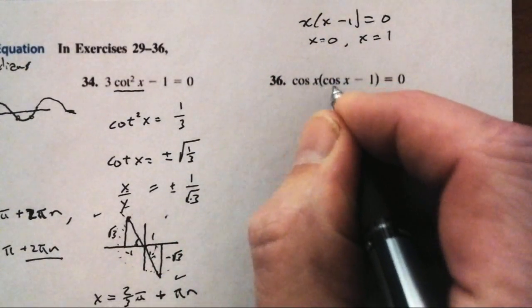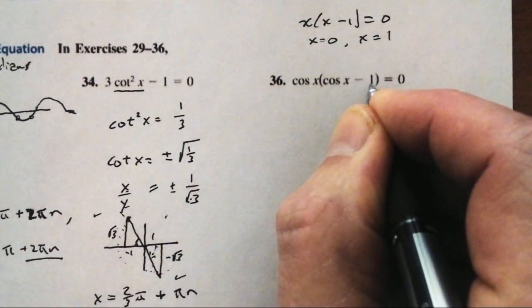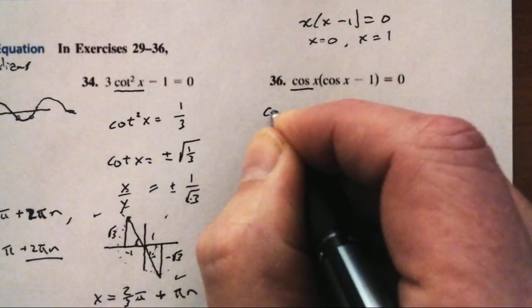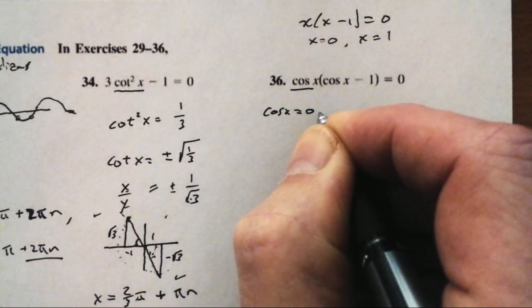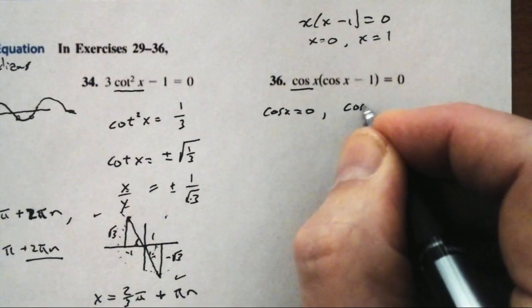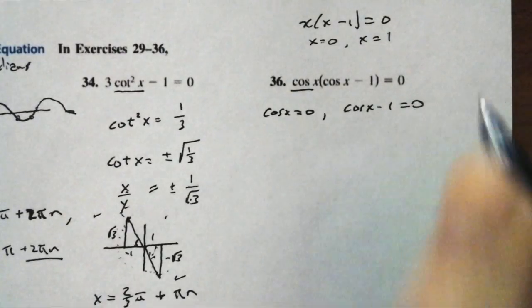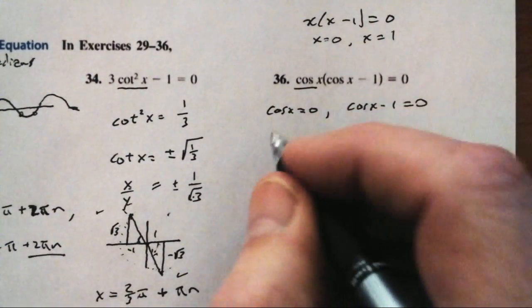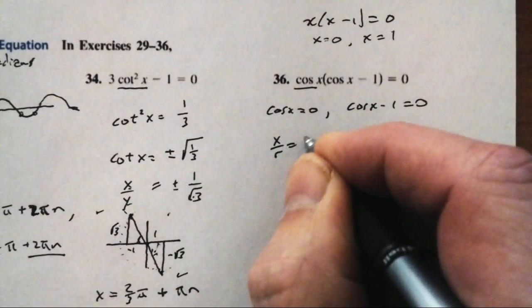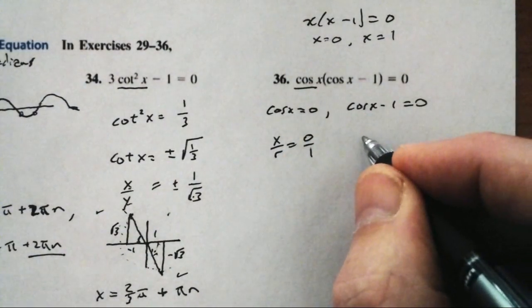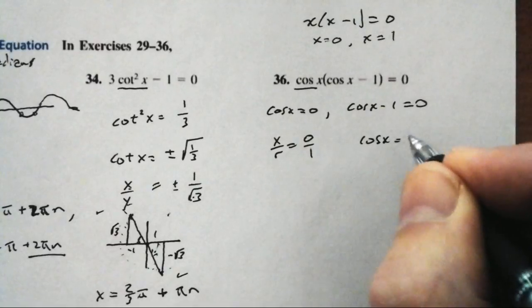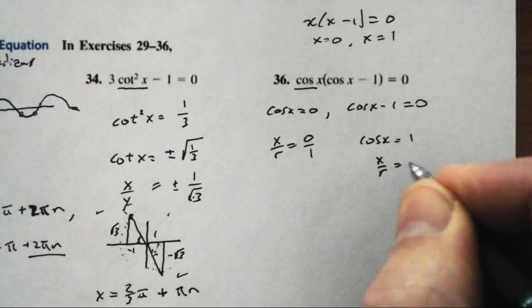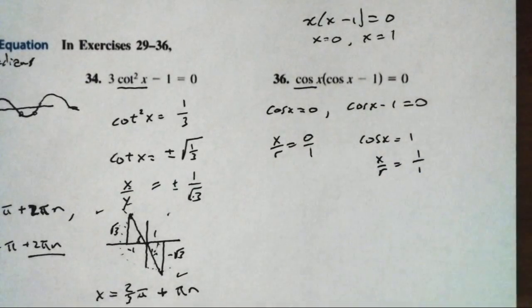So cosine of x times quantity cosine of x minus 1 is 0 when this is 0, or when cosine of x minus 1 is 0. I like it in factored. That was actually a gift. So cosine is 0 when x on r is in ratio 0 to 1, and cosine of x equals 1 when x on r is in ratio 1 to 1.